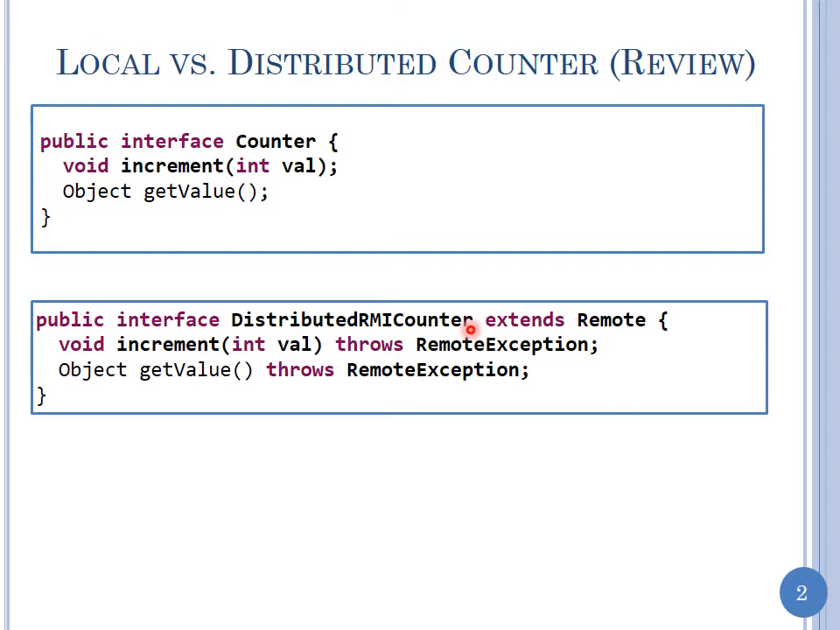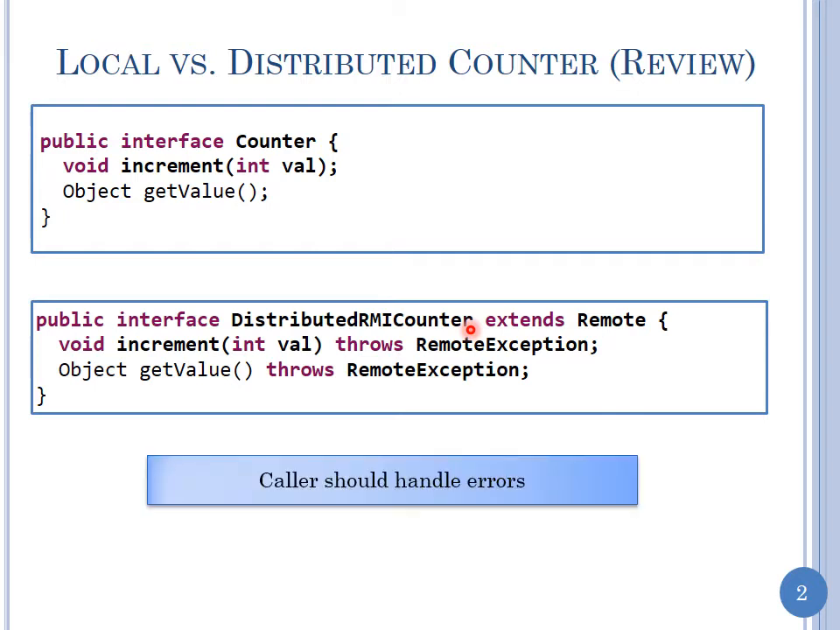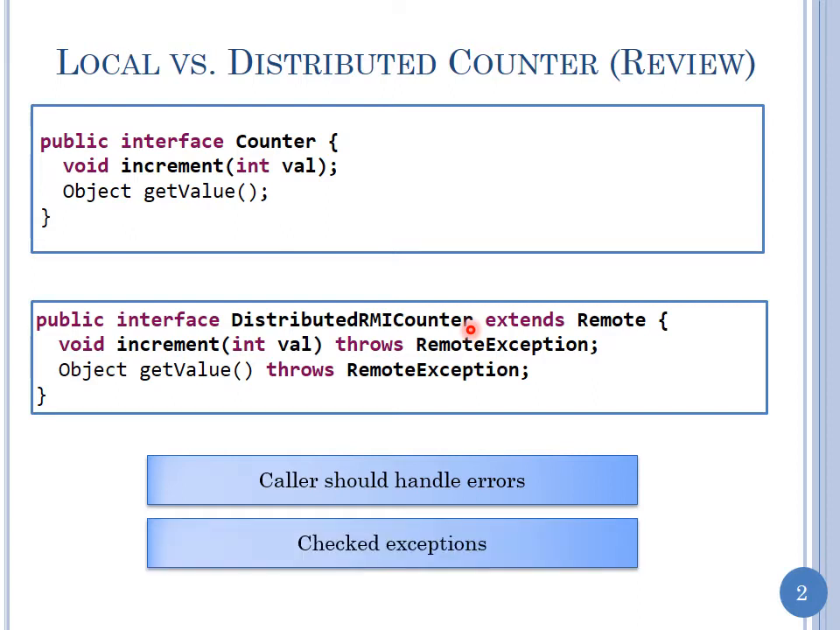So the caller should handle errors and is required to handle the checked exception. So there is some awareness. This is a term we often hear: awareness. Whenever you provide automation, how aware are you that things are being automated for you? If you're not at all aware, that's perfect automation. So if something was expecting a counter, but this is a counter and a distributed RMI counter, when it calls increment, it wouldn't know that it could throw a remote exception.